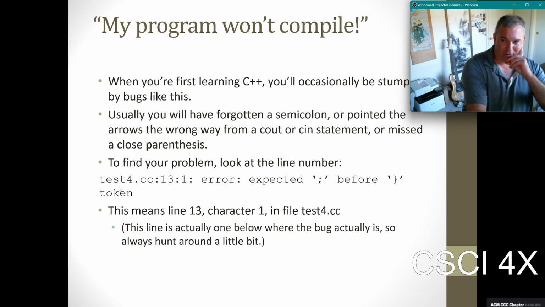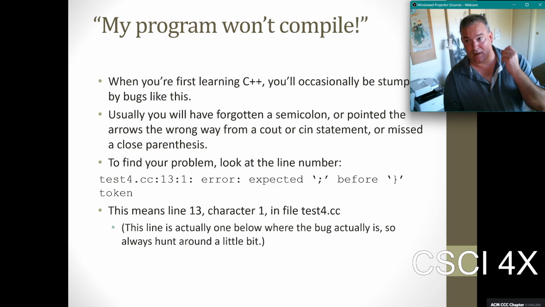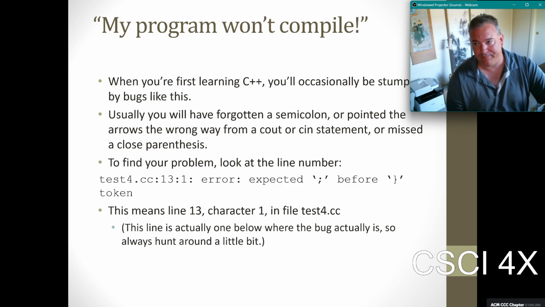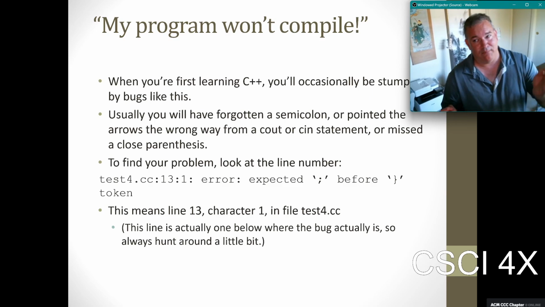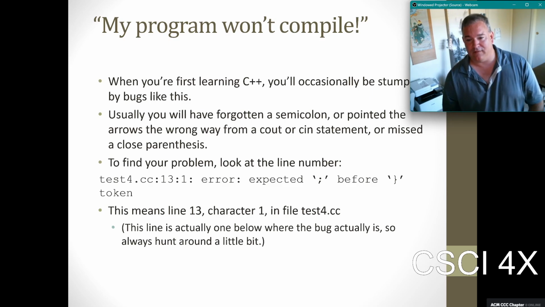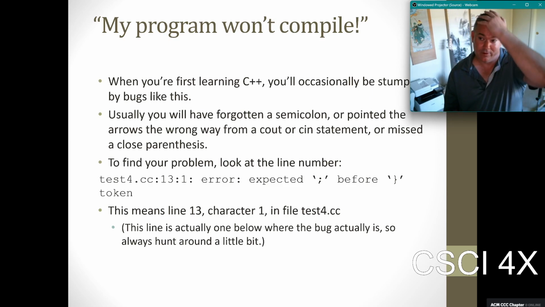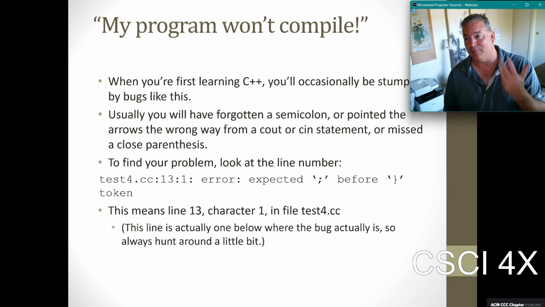then you will get an error message that looks like this, where it says test4.cc:13:1. What that means is that in the file test4.cc, line 13, character 1, that's where your error is. But is it there exactly? Maybe. Maybe not. Because if you have something like here where you have a missing semicolon error, oftentimes the problem is actually on the line before it, because the compiler doesn't know that you need a semicolon until you need a semicolon. So if you forget a semicolon, then it'll just go on to the next line.